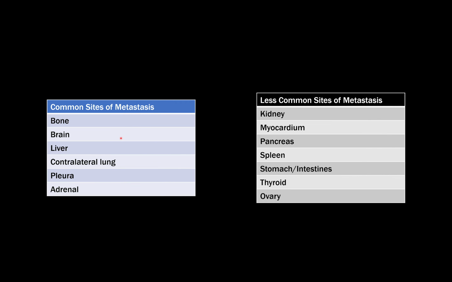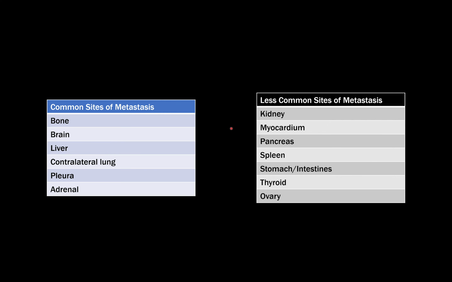All right, I just want to talk about metastatic disease in a few specific organs. You should know that in a patient with lung cancer, these are the most common sites of metastases: bone, brain, liver, contralateral lung, pleura, and adrenal gland. The frequency of these metastases differs by cell type. For example, small cell really likes going to the liver.